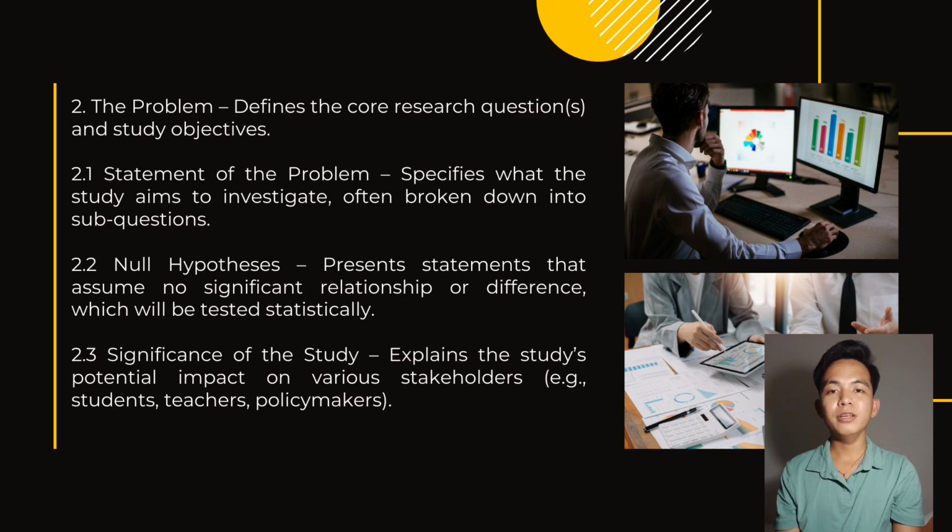Second is the problem. It defines the core research questions and study objectives. 2.1, the statement of the problem. It specifies what the study aims to investigate, often broken down into sub-questions. For 2.2, which is the null hypothesis, it presents a statement that assumes no significant relationship or difference, which will be tested statistically. 2.3, significance of the study. It explains the study's potential impact on various stakeholders, e.g., students, teachers, or policymakers.